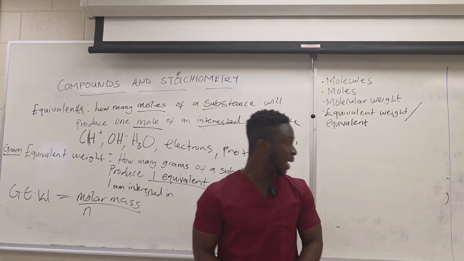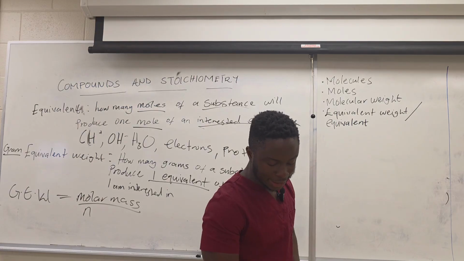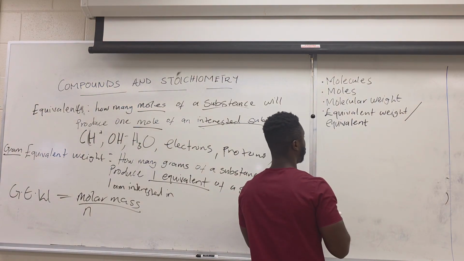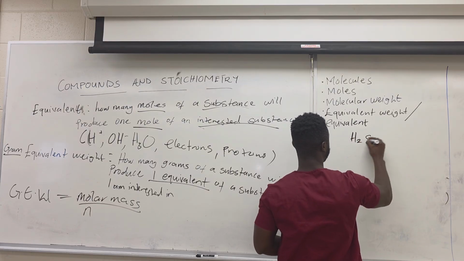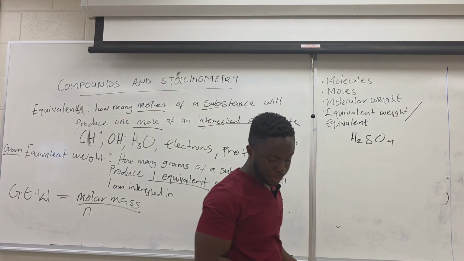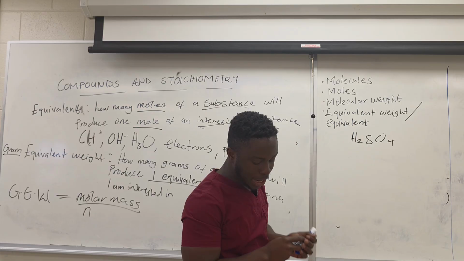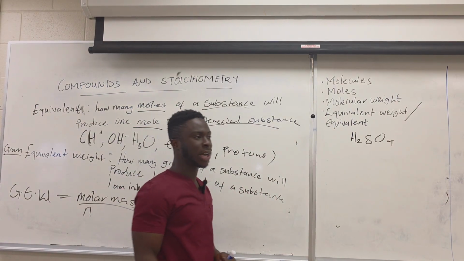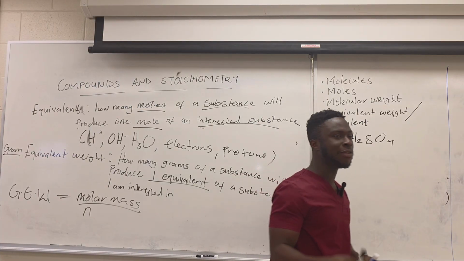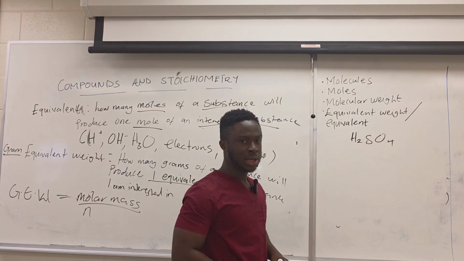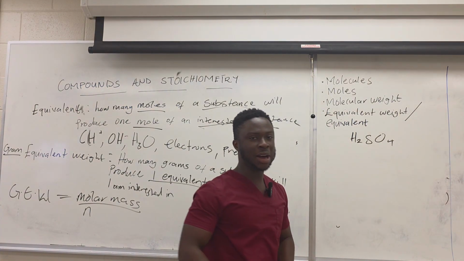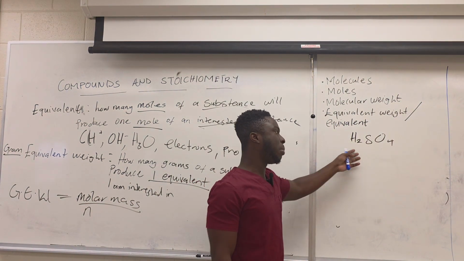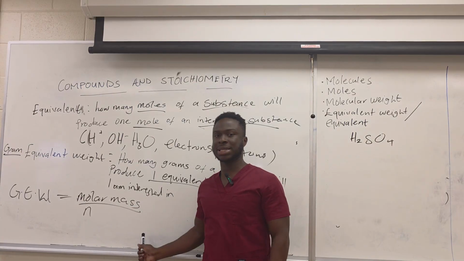Okay, so for instance, let's say we are to find the gram equivalent weight of sulfuric acid, H2SO4, right? Since the grams of the sulfuric acid weren't given, we have to assume that we have 1 mole of this sulfuric acid. So 1 mole of this will have a mass equal to its molar mass.